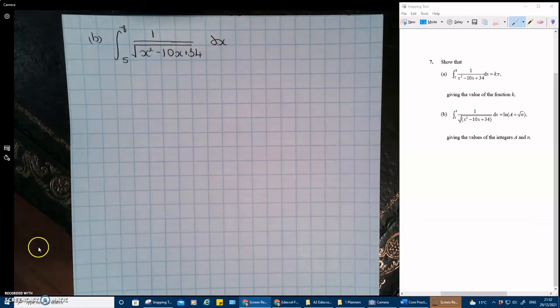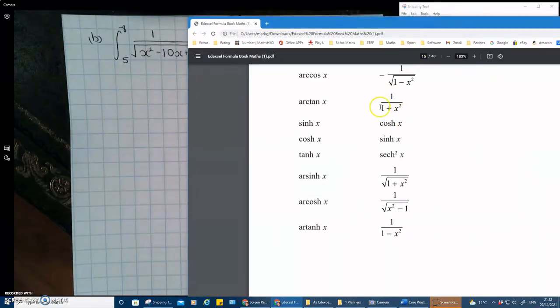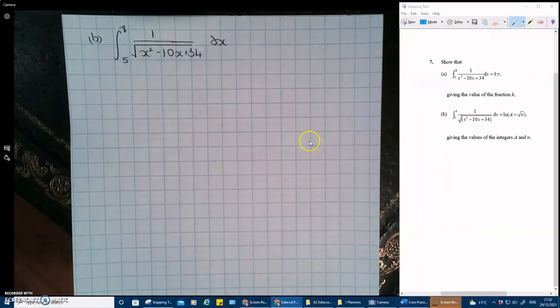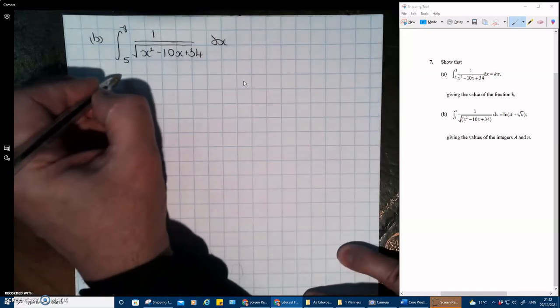Okay, 7b, very similar, but this time we've got a square root at the bottom. Our approach is going to be broadly similar, same starting point, but if you remember from the formula book, last time we were looking for arctan, this time we're looking for arcsinh, because of the square root. But our approach is broadly similar, so let's get going. So I'm going to complete the square, same as last time.